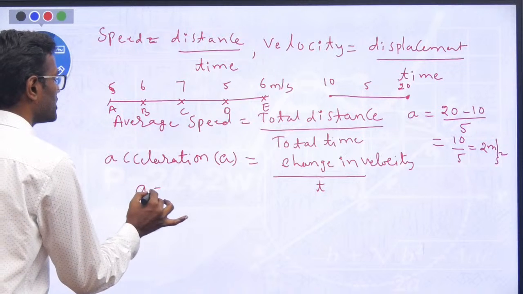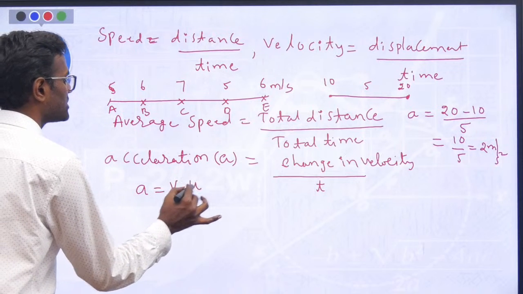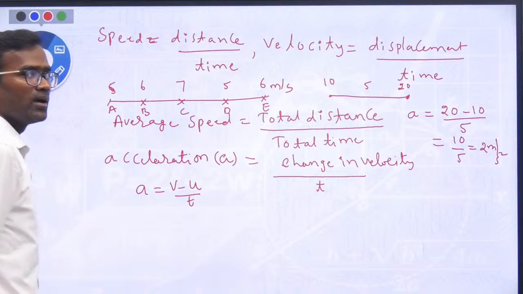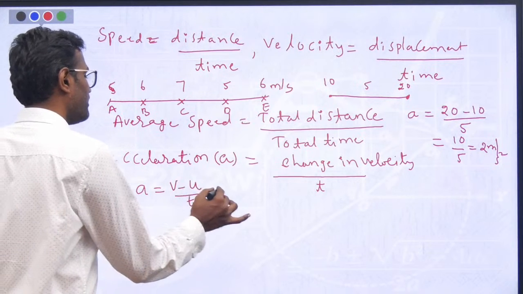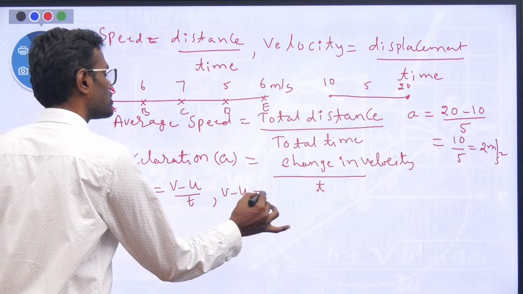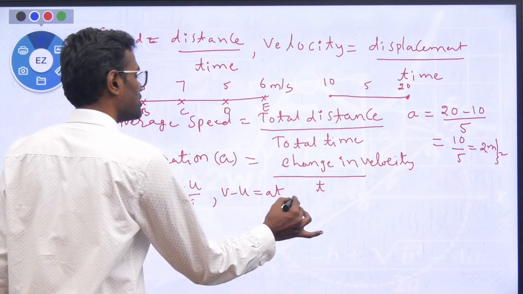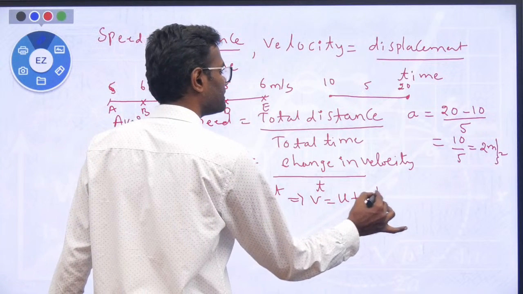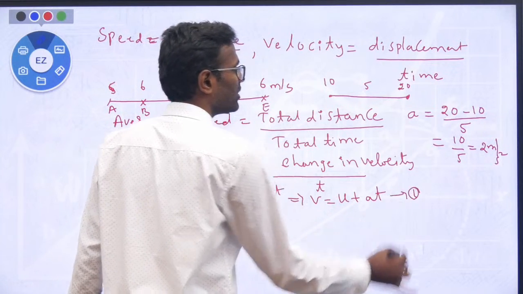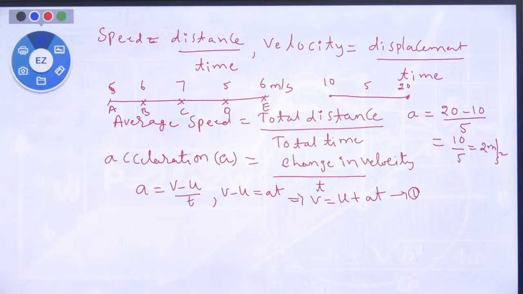Therefore acceleration equals (v minus u) by t. By this we write v minus u equals at, which implies v equals u plus at. This is equation number 1, the first equation of motion.